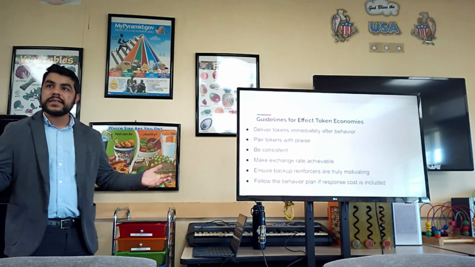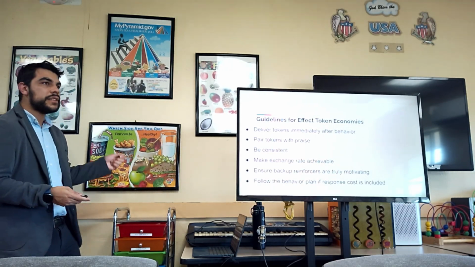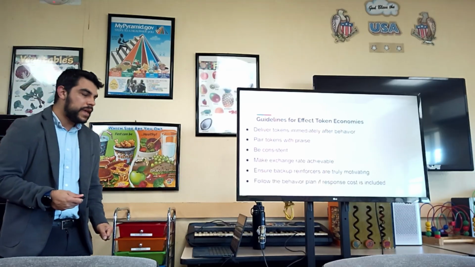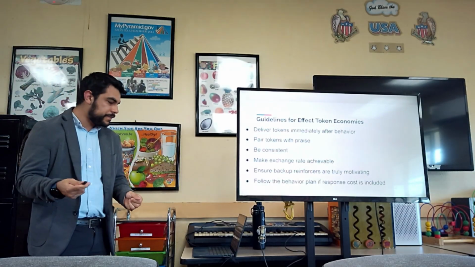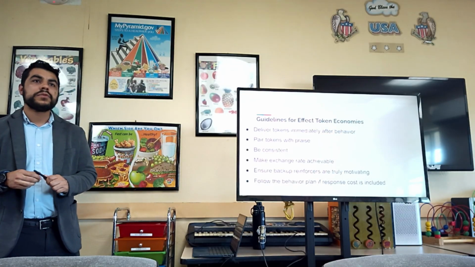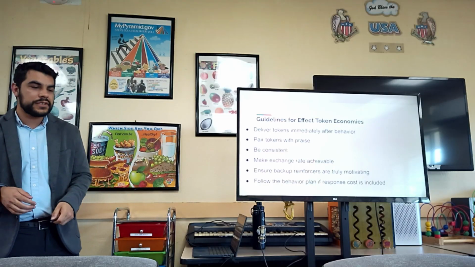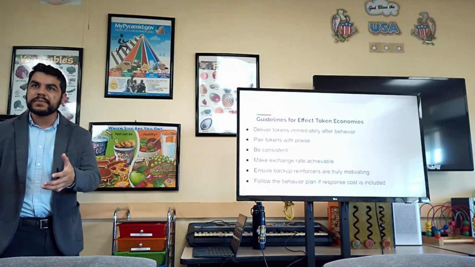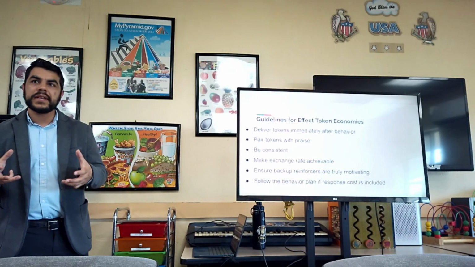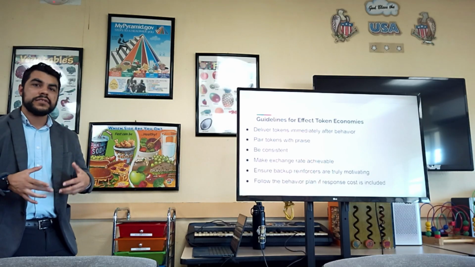Just like with any reinforcement system, you want to deliver it immediately, make it contingent upon behavior, and in order to properly fade them, you want to pair it with praise. So then once you fade the tokens, there's still the praise in place, and the praise can take the place of the reinforcing value that the tokens would have had.